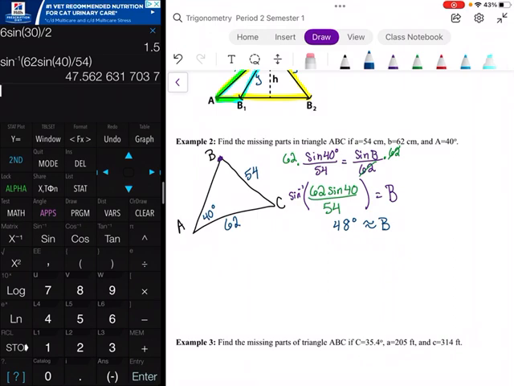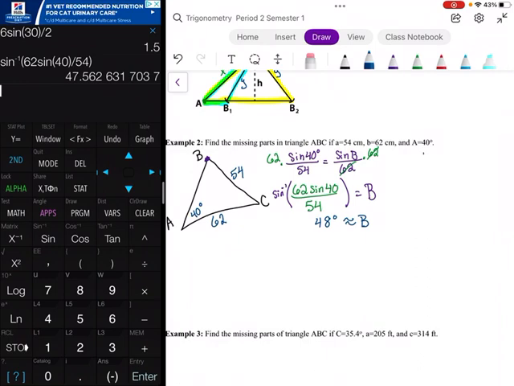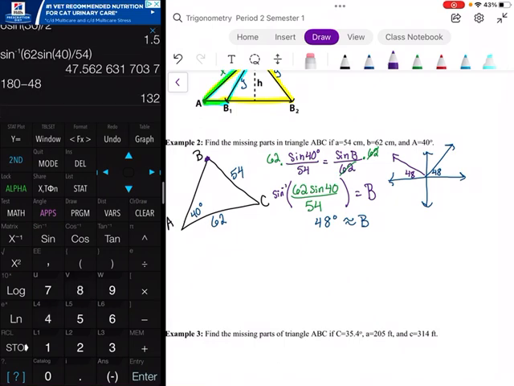So B is going to be a positive angle in both quadrant 1 and 2 because we're taking the sine of that value. So we know that we could have an angle in quadrant 1 that's 48 degrees, or we can have an angle in quadrant 2 that has a reference angle of 48 degrees. So to find the actual angle, we would just take 180 minus 48. And that tells us that this whole angle is 132.